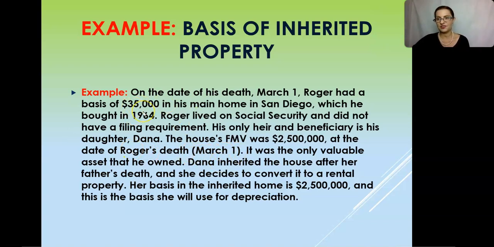So he bought it for $35,000 because he bought it in 1964. He bought it a long time ago, and he's just been living in it, right? And he's retired. So he's just been living in his house. It's not like it's an income producing property or anything, but it's very valuable because this is San Diego, right? So the house's value has gone up in time. His basis was $35,000 because that's what he paid for it. But on the date of his death, the fair market value of the house was $2,500,000. It was the only valuable asset that he owned.